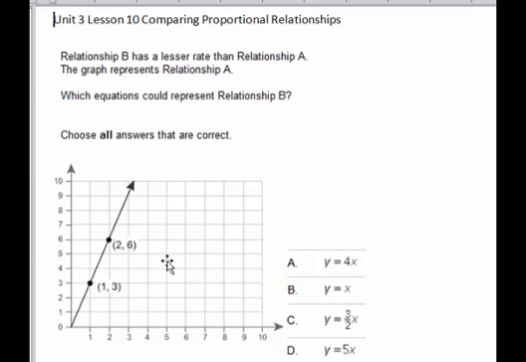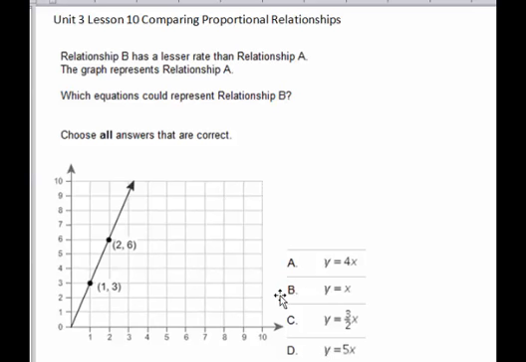So before we even do any calculations, I can quickly go through here and go, okay, this is 4x, so this is 4 over 1. This here is y equals 4x, so it's rise over run, so I go up 4 over 1, up another 4 over 1. Nope, that's going to have a greater rate than relationship A. But if I look at B, which is just y is equal to x, that's like a slope of 1 over 1. So if I go up 1 over 1, up 1 over 1, it's going to be on this side, so it's going to have a lesser rate, so B is one of our answers.